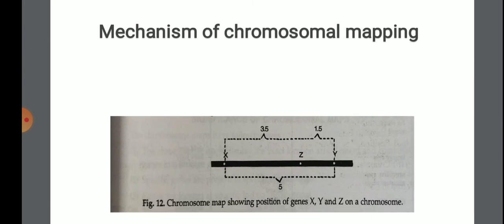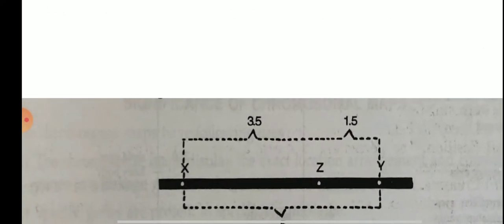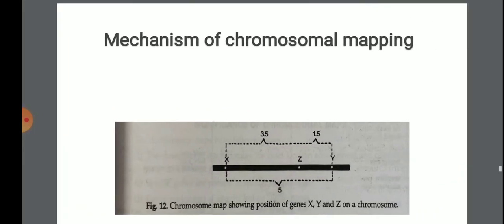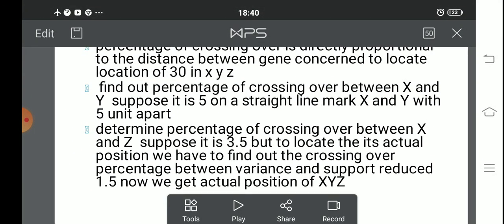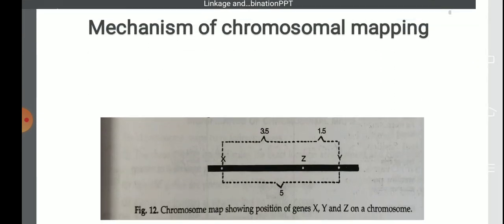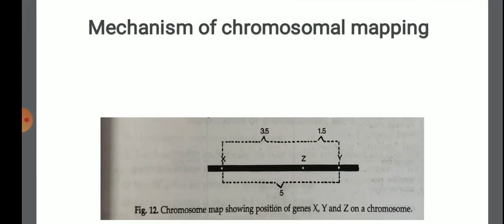After that, what would be the position of Z? We need to know the crossing over percentage between X and Z and Z and Y. So for finding out the location of Z, we should know the crossing over percentage of Z and Y and X and Z. By that we can construct this map.